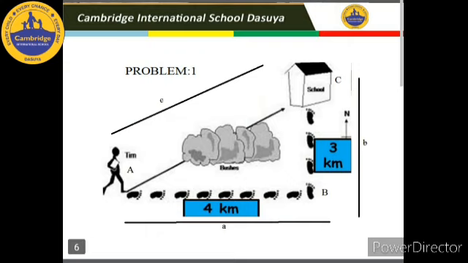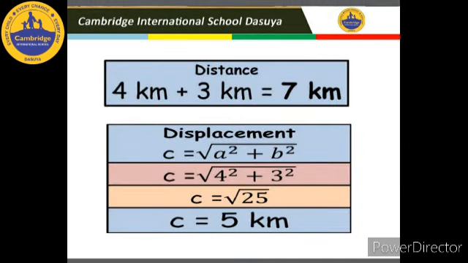then if you look at the figure carefully, it's a right angle triangle, where AB is the base, BC is the height, and AC is the hypotenuse. So, by using the Pythagoras theorem, we can substitute the values of base and height, and calculate the value of the hypotenuse, that is 5 kilometers.